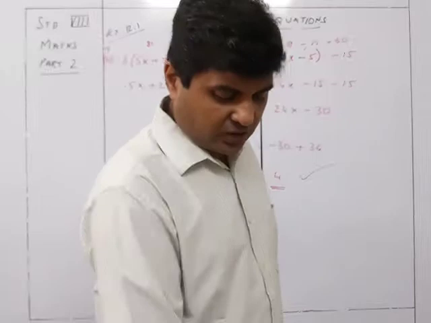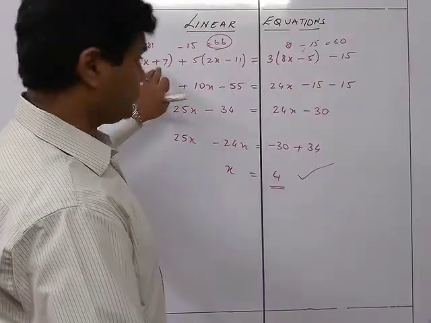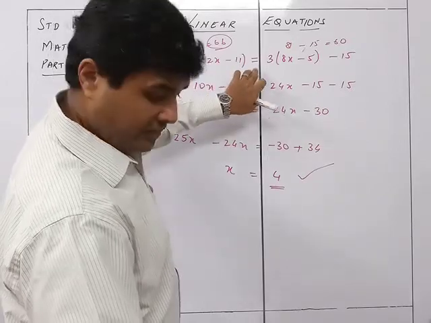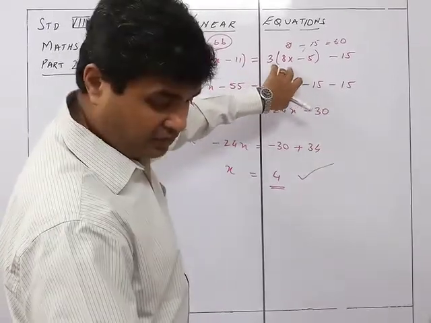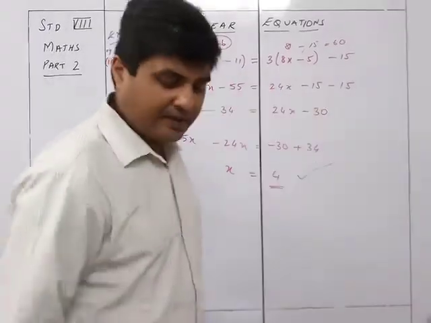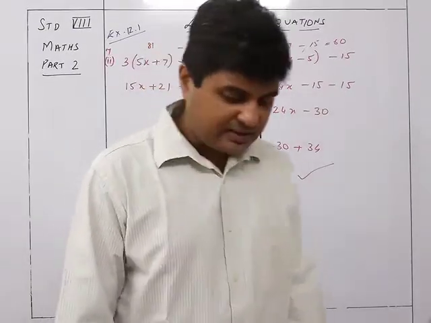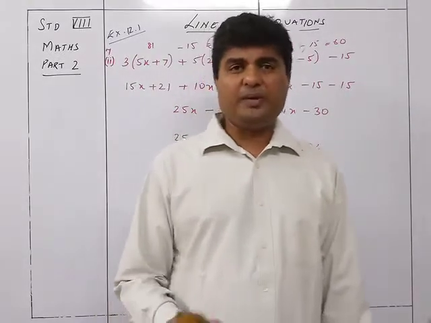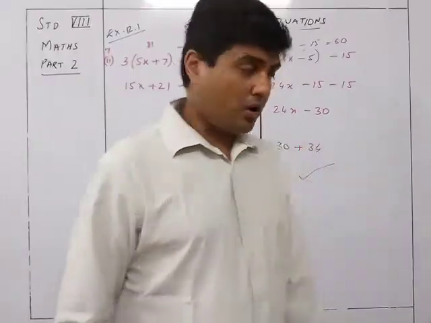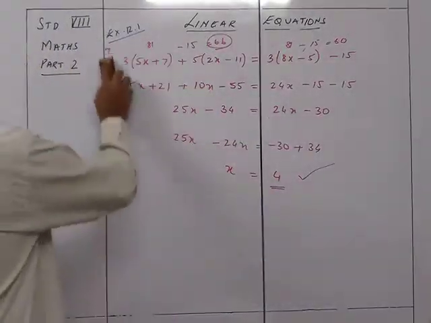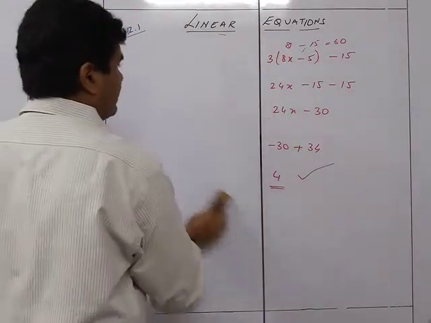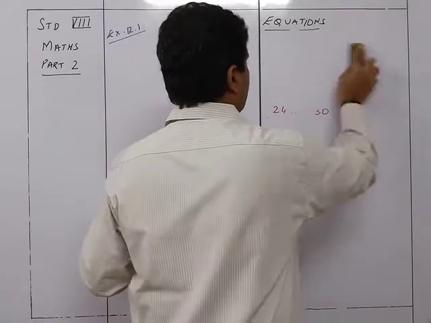I just cross check the question once again. 3 into (5x plus 7) plus 5 into (2x minus 11) is equal to 3 into (8x minus 5) minus 15. Yeah, it is absolutely correct. So I think my answer is correct over here. I don't see any kind of error in our sum. So maybe the answer given at the back is wrong. In fact it is wrong, so we'll just take it that way. So that was sum number 7. Now we move on to sum number 8.